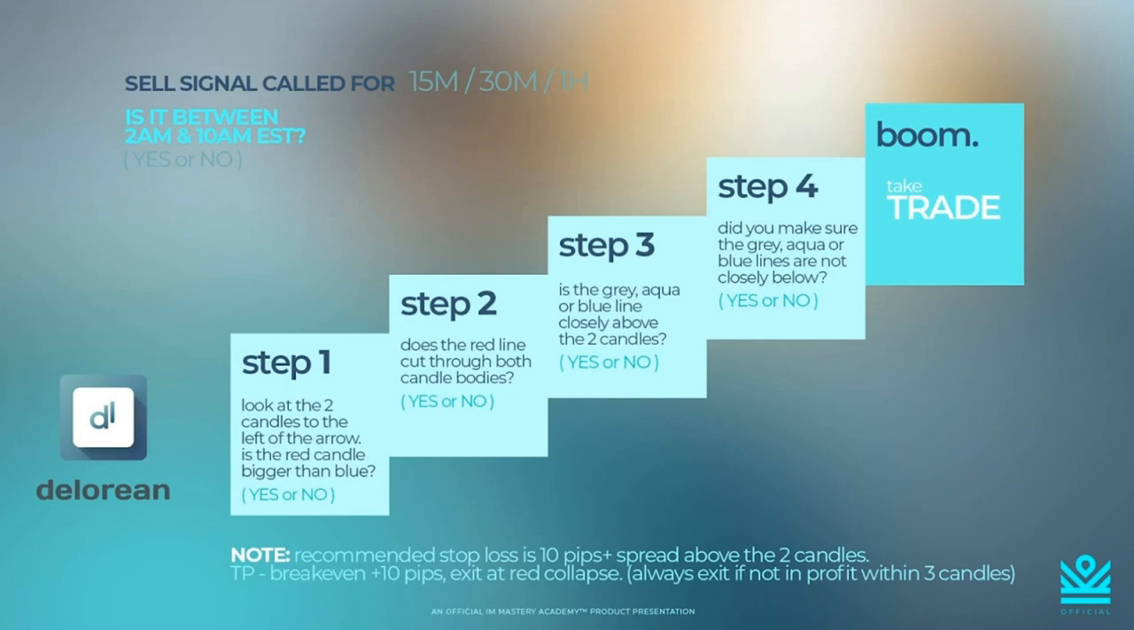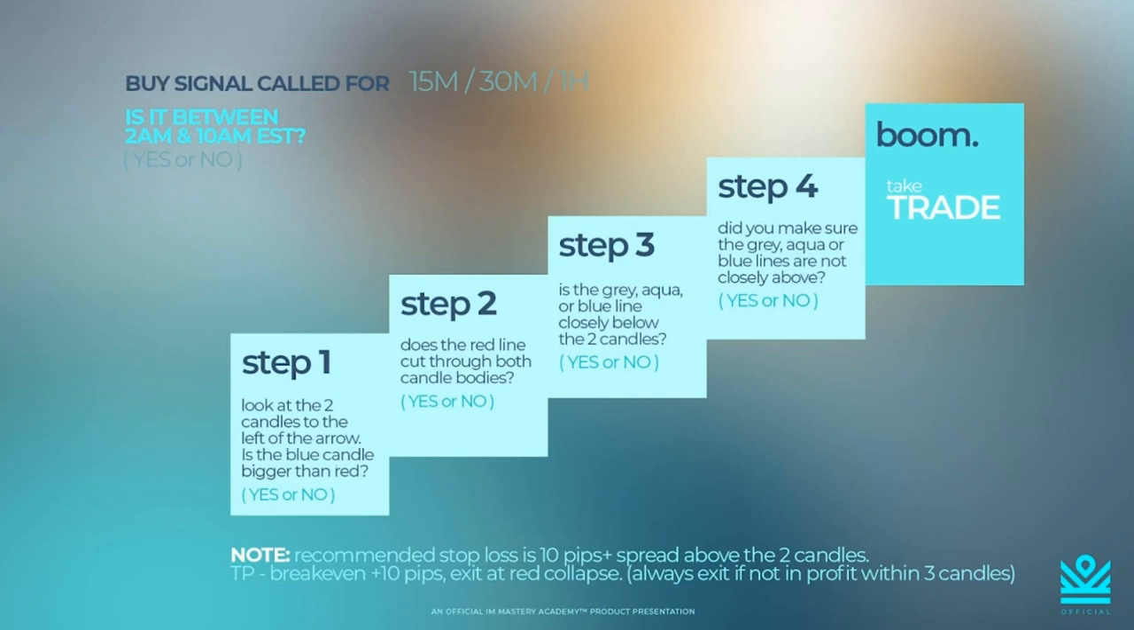This is your sell signal for your lower time frame. Notice in the top left corner it'll say sell signal called for 15-minute, 30-minute, and 1 hour. These are your lower time frame. Also notice in the top left corner it says, is it between 2 and 10 a.m. Eastern? For lower time frame signals, we only try to trade between 2 and 10 a.m. Eastern. That is because the liquidity is higher, the markets are moving faster, and ultimately it is slightly easier to profit with the Delorean on short-term time frame trades in that time window.